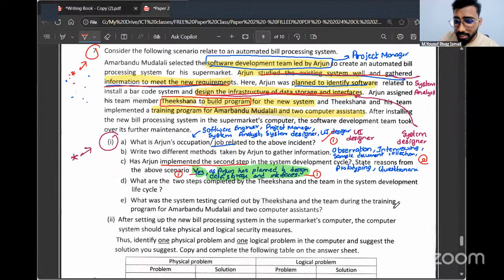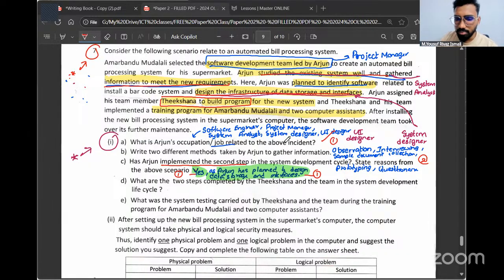So has he planned? Yes, he has planned. There's one way you can tell that he has not done, he has just planned. But again, at the end of the day, the second phase can be also considered as planning phase. So answer is going to be yes there. He has started the plan.